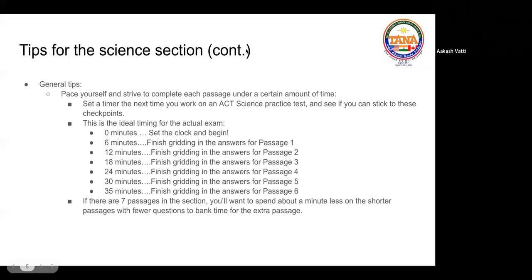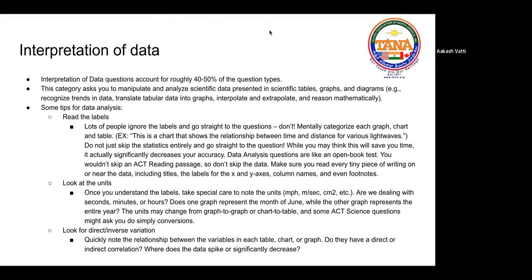Now let's go on to interpretation of data. Interpretation of data roughly accounts for 40 to 50% of question types. This category asks you to manipulate and analyze scientific data presented in scientific tables, graphs, and diagrams. For example, recognizing trends in data, translating tabular data into graphs, which basically means you're given a table with numbers in it or something like that, interpolating and extrapolating, and reasoning mathematically.